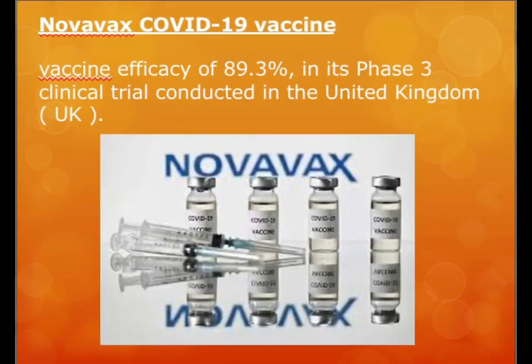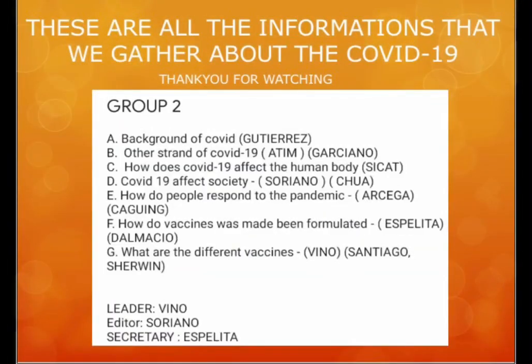Novavax COVID-19 vaccine. Vaccine efficacy of 89.3% in its phase 3 clinical trial conducted in the United Kingdom. These are all the information that we gathered about the COVID-19.